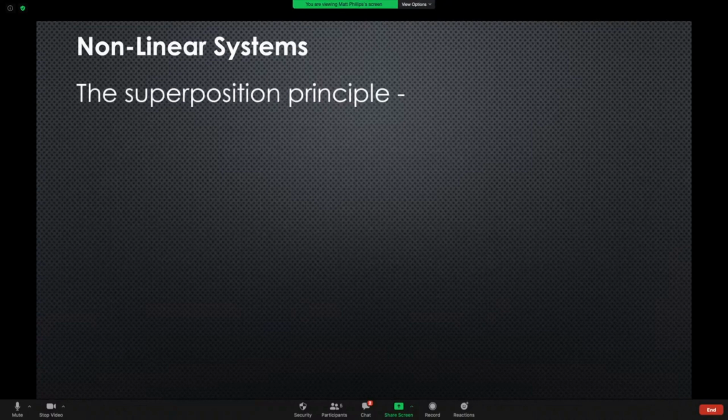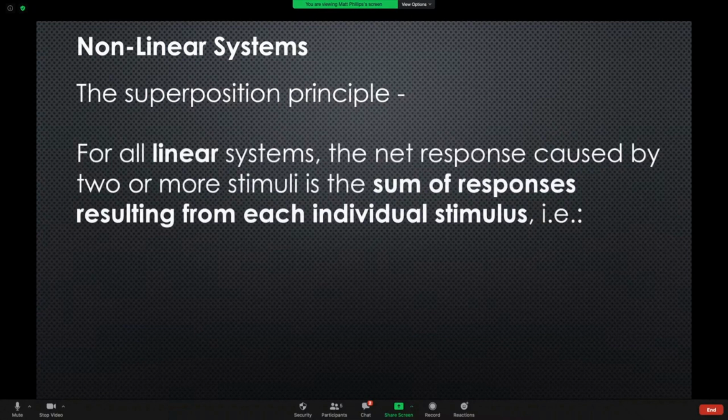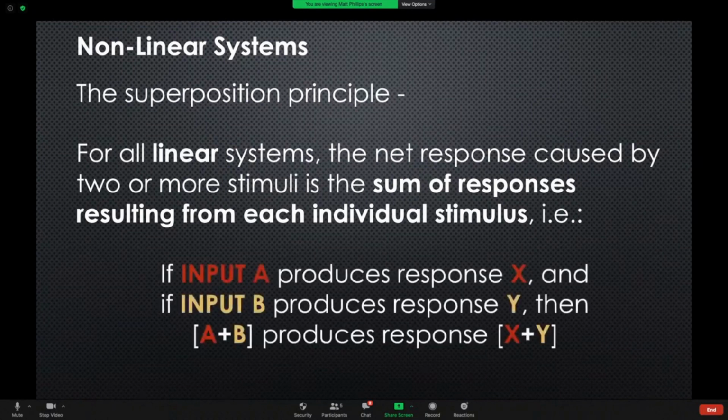And when I say the superposition principle, what we mean is that for all linear systems, the net response caused by two or more stimuli is the sum of the responses resulting from each individual stimulus. Which is a little bit wordy, but essentially it's saying that in a linear system, if input A produces response X and input B produces response Y, then A plus B produces response X plus Y. That's how you can look at linear systems, and that will always be the case. That is not the case with a nonlinear system, which obviously raises some complications and extra work that we need to do in order to work with those kinds of systems.